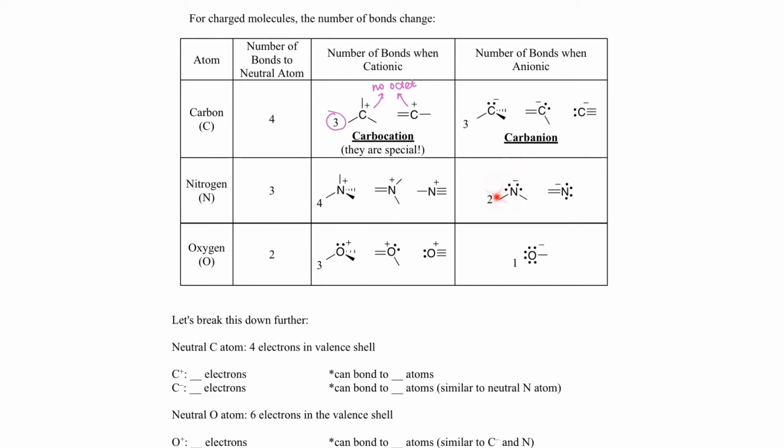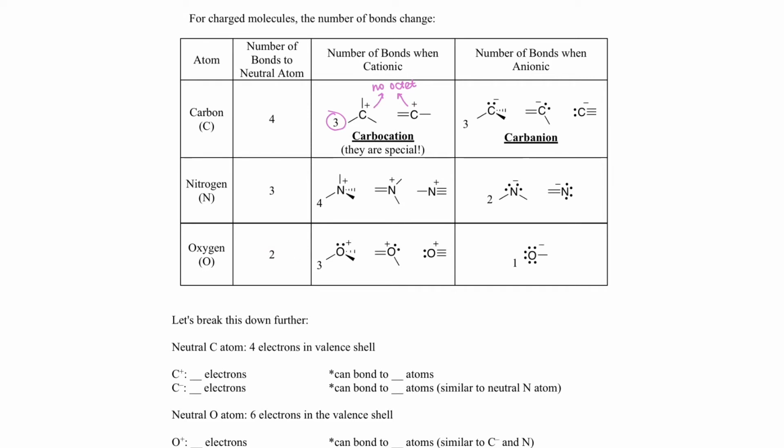And with oxygen, if it's a neutral atom, it forms 2 bonds to get an octet. And if it's cationic with a positive charge, it needs 3 bonds to have an octet. And when it's anionic, it needs 1 bond to have an octet.